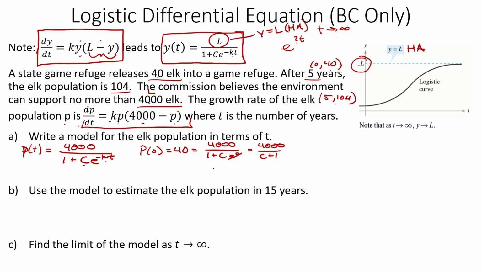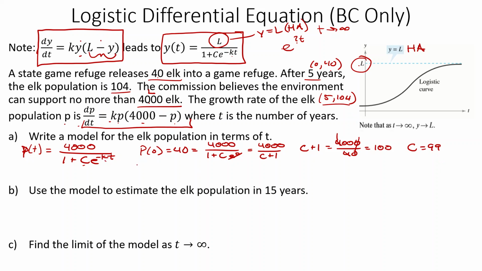So if we multiply this up and divide the 40 down, we get C plus 1 equals 4,000 over 40, which gives us 100. So if we just subtract the 1, it looks like we get C equals 99. All right, so now we've got C. Now we use the other point to find K.